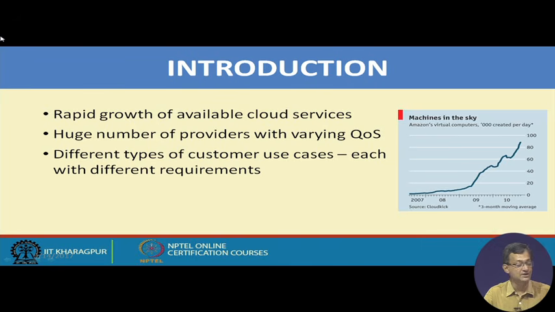There are different types of customer use cases, each with different or several requirements. The requirements of the customer are based on the need of the customer, and vary from customer to customer. That is another aspect. And from some reference, we see that the number of Amazon's VMs created per day from 2007 to somewhere around 2011 has remarkably changed, right. So, there is a huge demand.